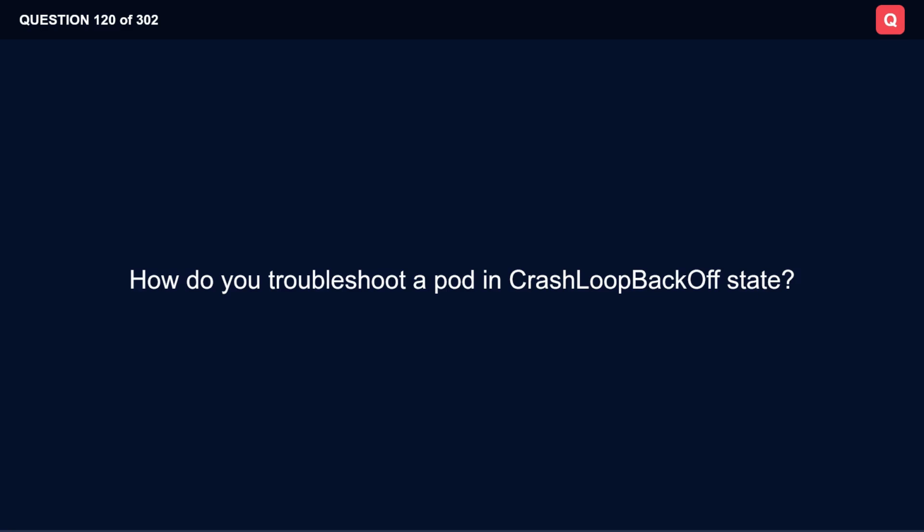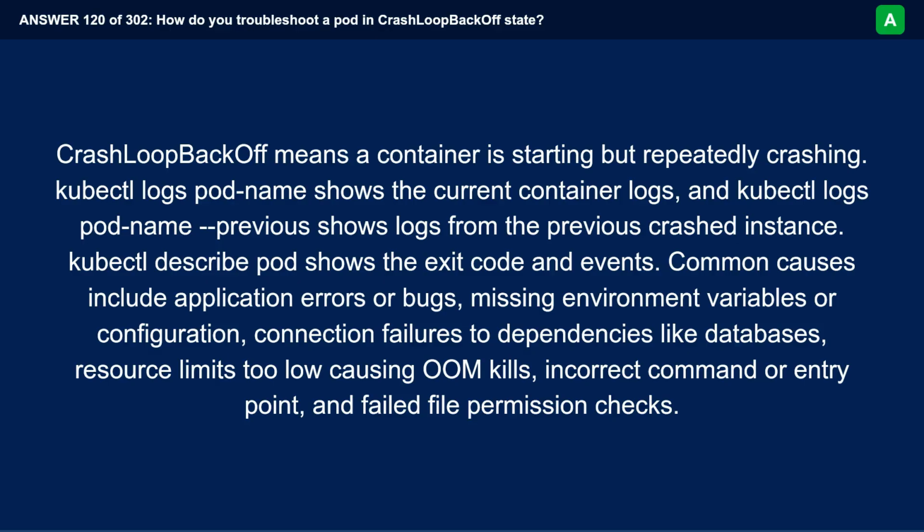How do you troubleshoot a pod in crash loop backoff state? Crash loop backoff means a container is starting but repeatedly crashing. kubectl logs <pod-name> shows the current container logs, and kubectl logs <pod-name> --previous shows logs from the previous crashed instance. kubectl describe pod shows the exit code and events. Common causes include application errors or bugs, missing environment variables or configuration, connection failures to dependencies like databases, resource limits too low causing OOM kills, incorrect command or entry point, and failed file permission checks.